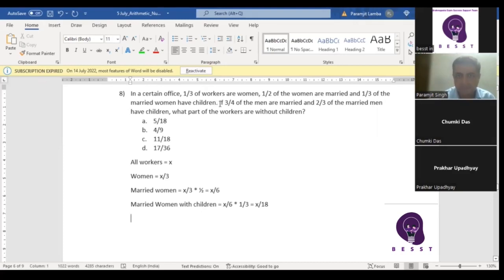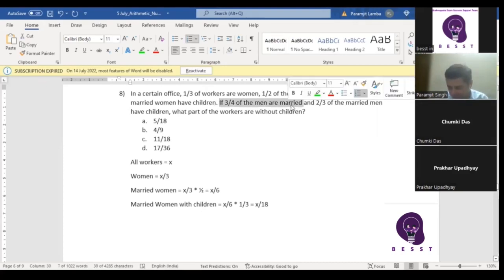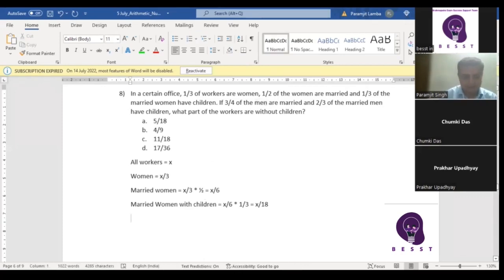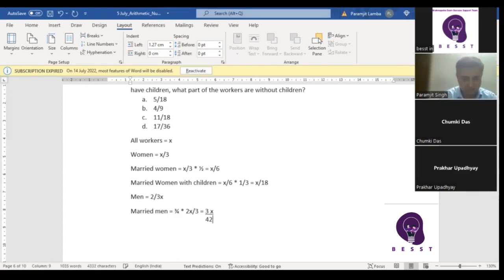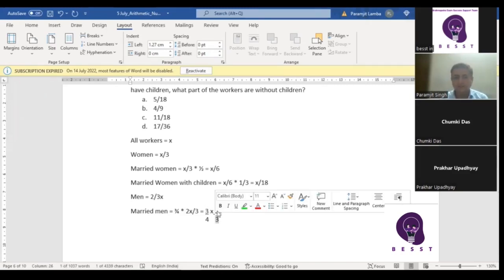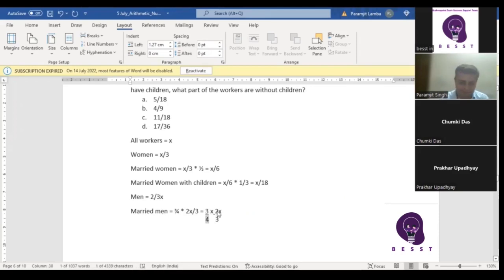If 3/4 of the men are married, how will we write this? First of all, we have to calculate how many men are there. We saw that 1/3 of the workers are women. So how many men are there? 1 minus 1/3 is 2/3. So men are 2/3 of x. 3/4 of the men are married. So married men is equal to 3/4 into 2x by 3, which is 3 by 4 into 2x by 3. Visually, if you write it on a piece of paper, it becomes easy. This 3 and 3 get cancelled. The 2 divides 4 by 2. So the answer becomes x by 2.